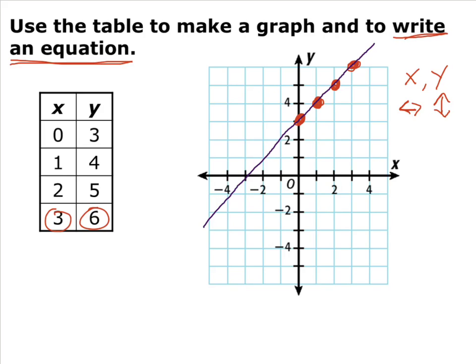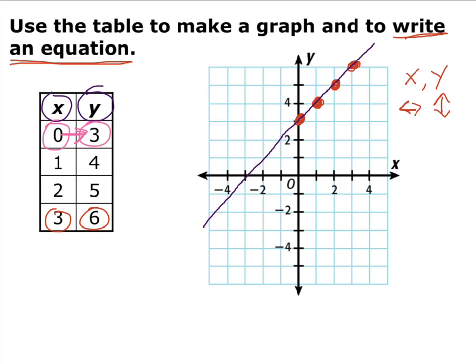Okay? Now, in order to figure out what kind of an equation we have here, we're basically going to look at the x and say, what are we doing to the x to get it to be y? So essentially what we're asking ourselves on this first one is, what are we doing to 0 to get it to be 3? Well, there's really only one thing we can do to 0 to get it to be 3, and that's add 3. Okay? So, let's try that.